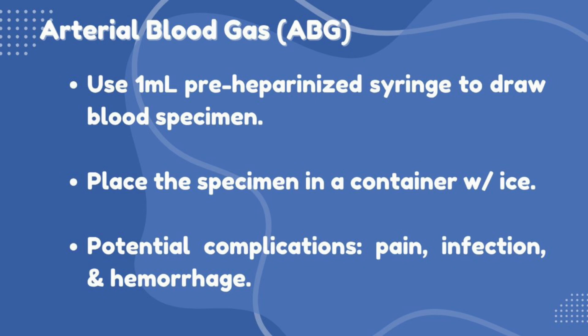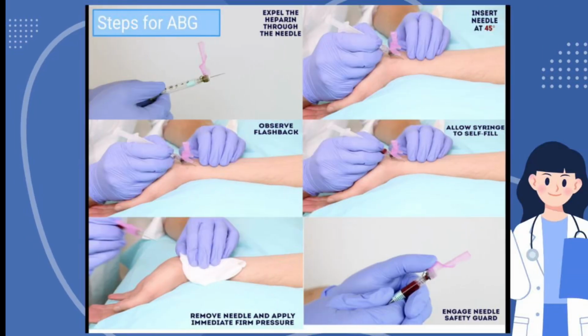When collecting the blood, a special syringe with a small amount of heparin is used. This prevents the blood from clotting. The sample is placed on ice to keep it fresh until testing. Like any procedure, there may be risks such as pain, bleeding, or infection.